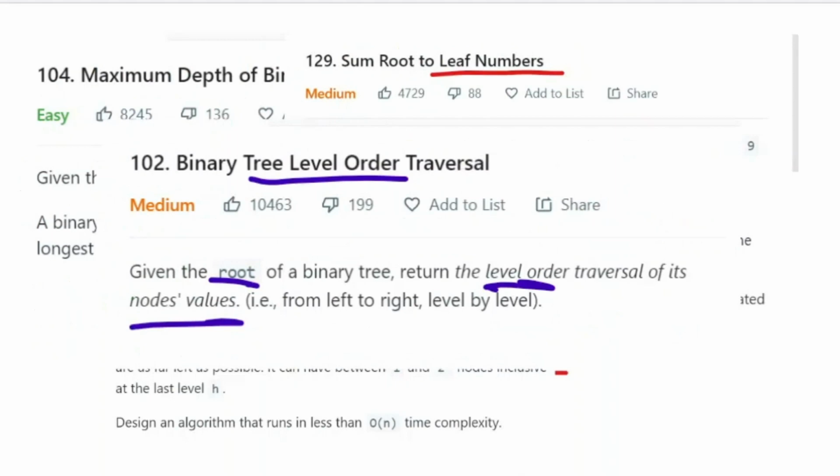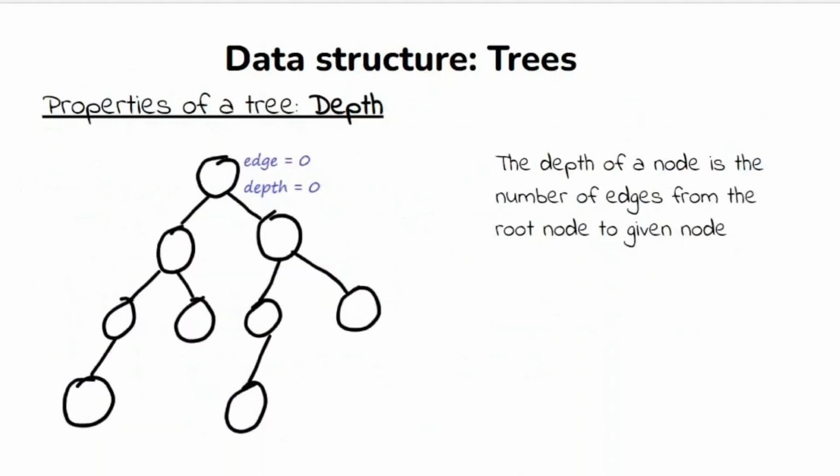Now let's quickly look at the properties of a tree. And we're going to look at two properties that are often used interchangeably, but they are not. The first property we'll look at is the depth of a node. The depth of a node is the number of edges from the root node to the given node. And recall that an edge is that line that connects one node to the other.